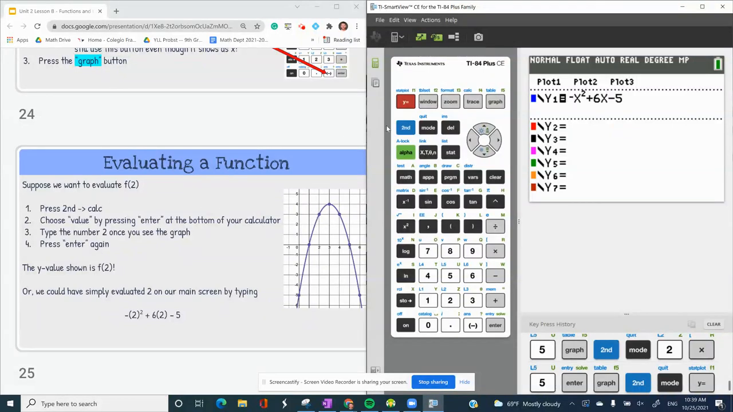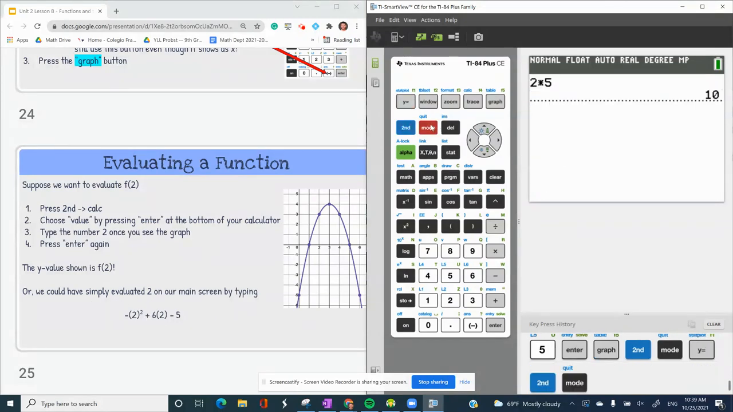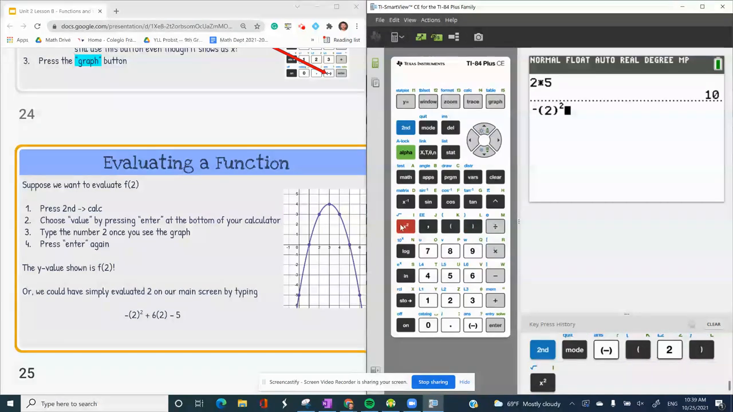So you could just simply evaluate f of 2 on our main screen. And actually, let's go through that first. We can simply do negative, parentheses, 2, end parentheses. Remember, when you plug in or evaluate a function, you want to substitute 2 for x, but we want to put it in parentheses and then put the squared.